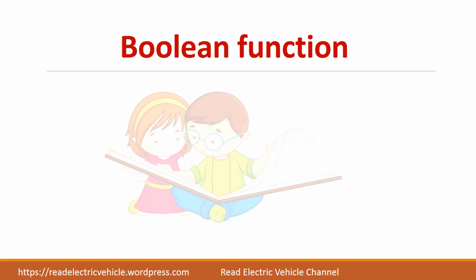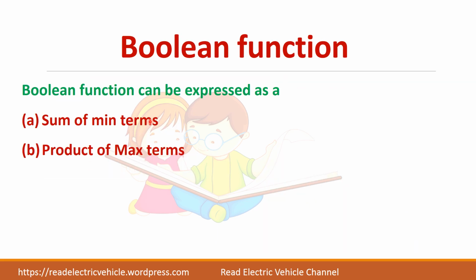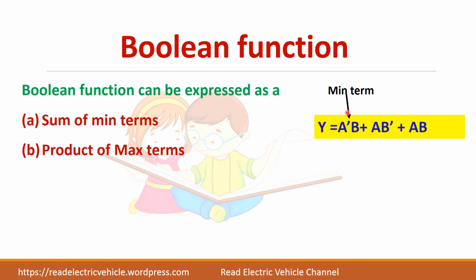A Boolean function can be expressed either as a sum of Minterm or product of Maxterm. We can see this expression: y is equal to A dash B, which is a Minterm, A B dash is another Minterm, and A B is another Minterm. We are combining the Minterms by this plus sign, so that is called the sum. So this is sum of Minterm.